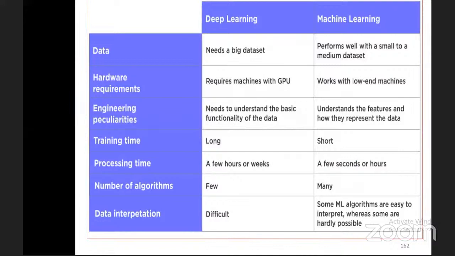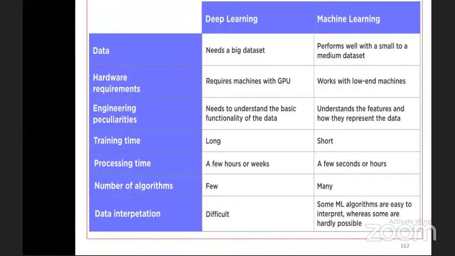Data: deep learning needs a big data set, while machine learning performs well with a small to medium data set. Hardware requirements: deep learning requires a GPU, graphical processing units. For machine learning, you can use a CPU, desktop, laptop, etc. For a very big application, go for high computing servers. Then feature engineering needs you to understand the basic functionality of the data, the features, and how they represent the data. Training time takes long in deep learning, and short in machine learning. Processing time is a few weeks versus a few seconds or hours. Interpretability of algorithms: some machine learning algorithms are easy to interpret, while deep learning is difficult.